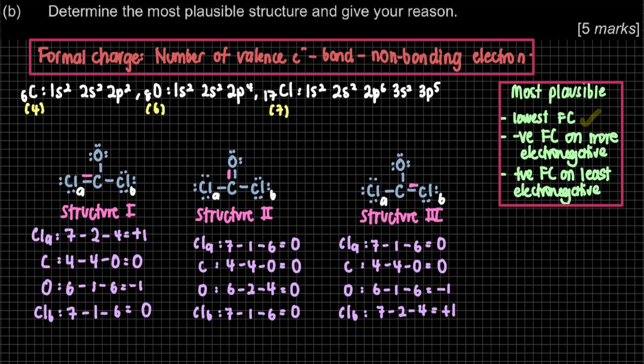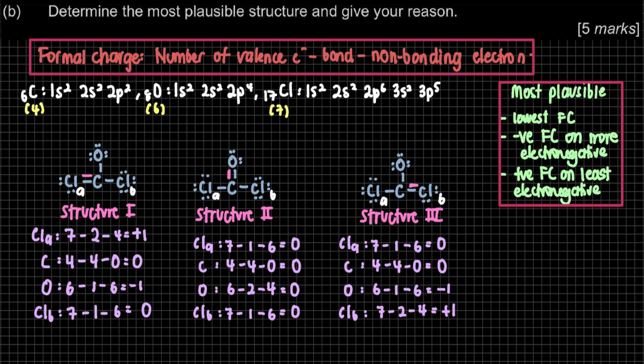The total formal charge, if you calculate, will all be the same. But we want each individual atom to have the lowest formal charge possible. If possible, we want all the atoms to have 0. If not, then the negative formal charge must be on the more electronegative atom, or the positive formal charge on the least electronegative atom. When we check here, if we total up these values, we get 0, 0, 0. But remember, the lowest formal charge is not the sum of the formal charges. We have to check each atom itself.